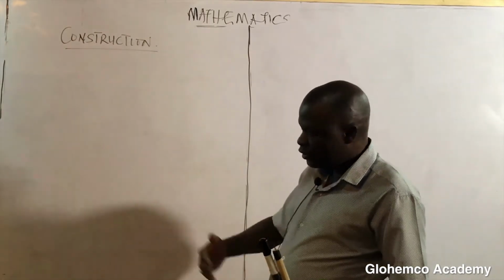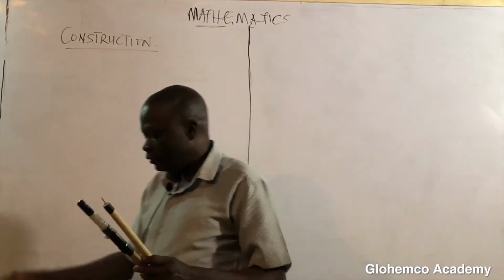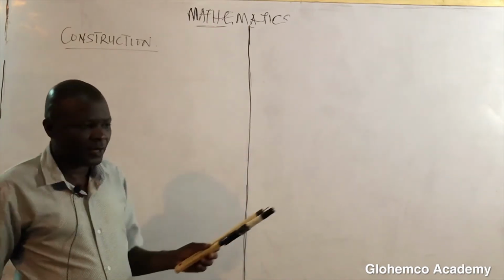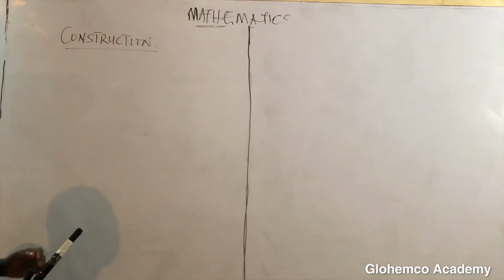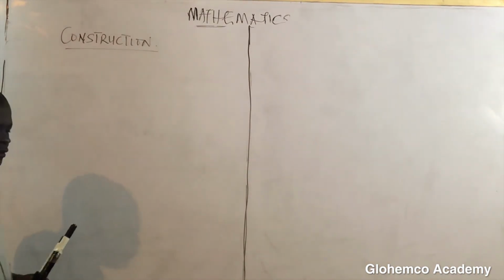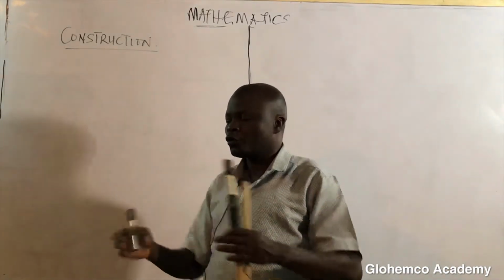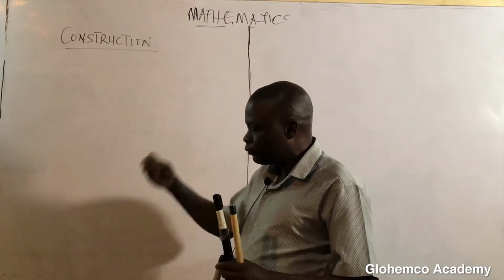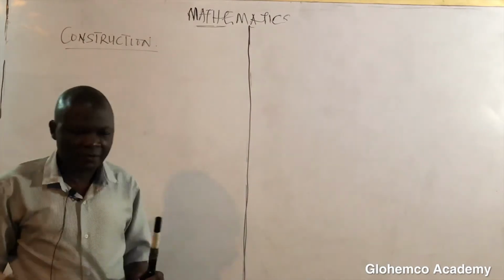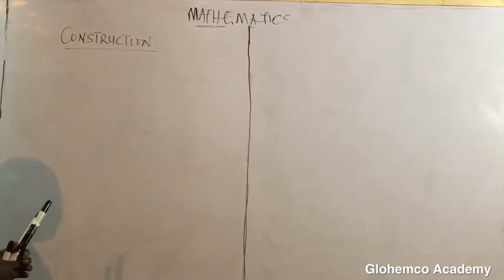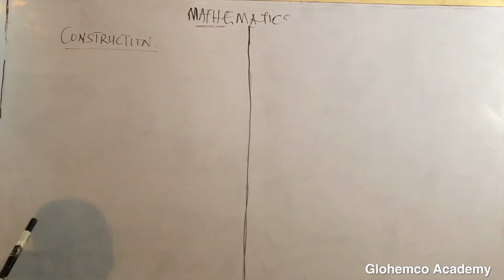You will see how we can use our compass, our ruler, and a set of dividers to construct. This morning, like I've said, there are some things you need to understand from the onset when we come to construction: how to construct simple things. How do I construct a straight line? How can I bisect a straight line? How can I construct an angle? And how can I bisect an angle?